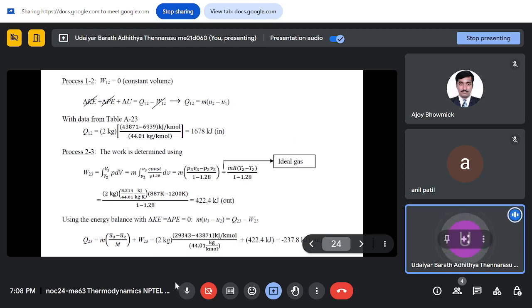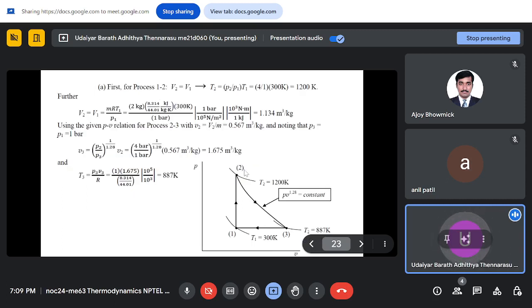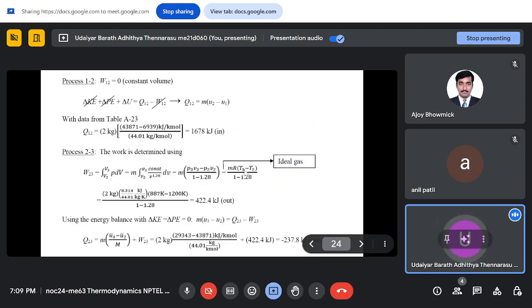Okay. Applying the first law, we can find the heat transfer. Again, we can get U3 and U2. At each point we know either specific volume and pressure, or temperature and pressure, so we know the two state points and can easily find the corresponding internal energy from the table. Substituting the U3 and U2 values and the work done which we calculated, 422.4, we find that the heat transfer is minus 237.8 kilojoule.